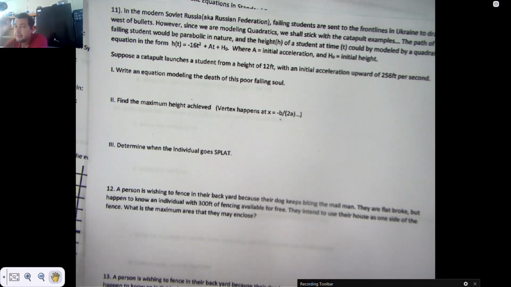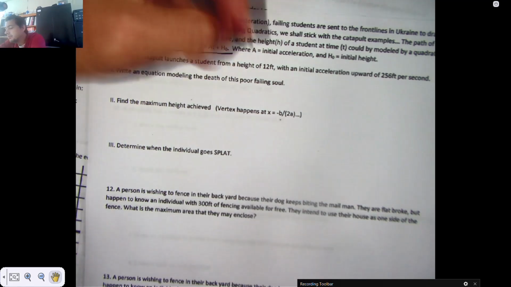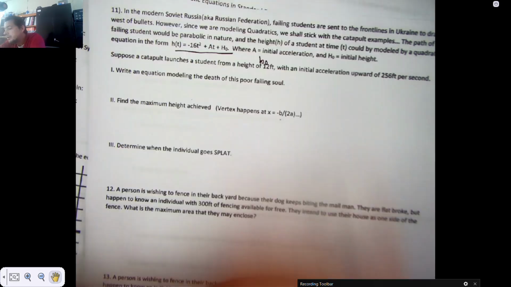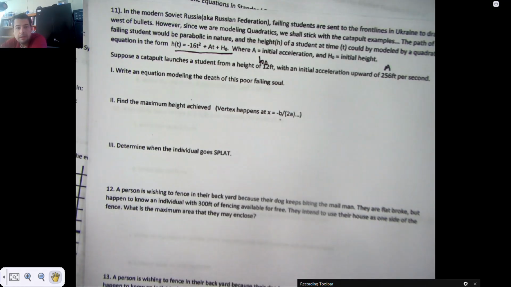Committed genocide regularly. The path of a failing student would be parabolic in nature, and the height of a student at time t could be modeled by the quadratic equation in the form -16t squared plus a sub t plus h sub 0, where a is the initial acceleration and h subscript 0 is the initial height. So suppose a catapult launches a student from a height of 12 foot. This is h0, with initial acceleration of 256. This is A. Write an equation modeling the death of this poor failing soul.